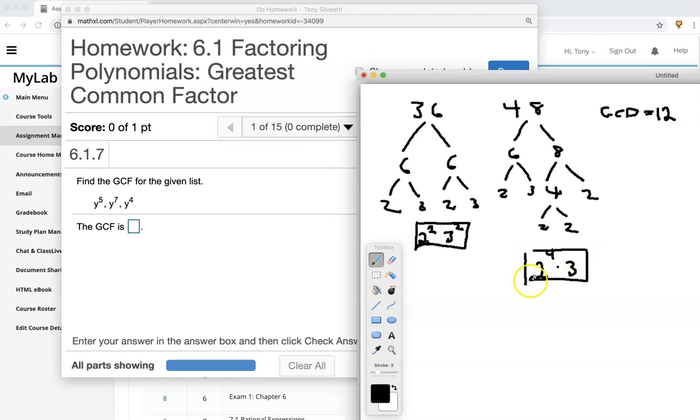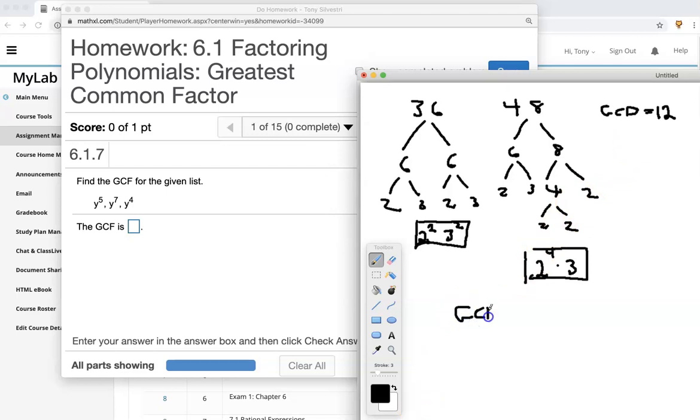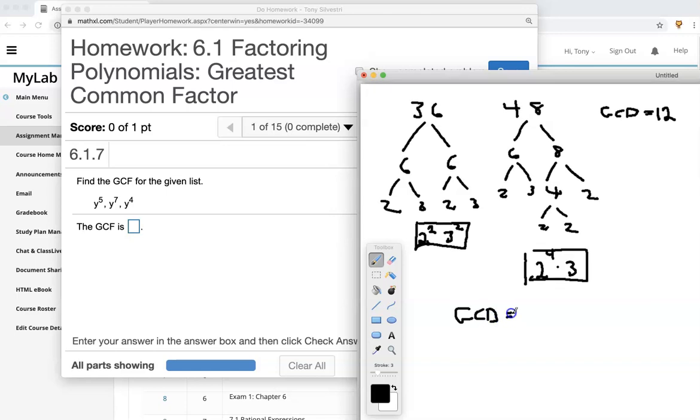Now, what you would do to get this answer 12 is you say, well, GCD is equal to, now, I look at the prime breakdowns. Do you see 2's everywhere in both breakdowns? You absolutely do. So I see 2 is common. So what you do is you take the smallest exponent that you see. Well, I see a 2 and I see a 4. The smallest exponent would be 2.